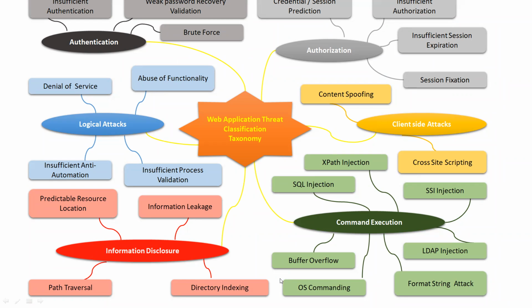Within each classification, there are different kinds of threats and attacks available. For example, when we talk about command execution, you can have SQL injection and XPath injection in XML data. In SQL data, that is DB data, you can have SQL injection, and in XML data, you can have XPath injection.